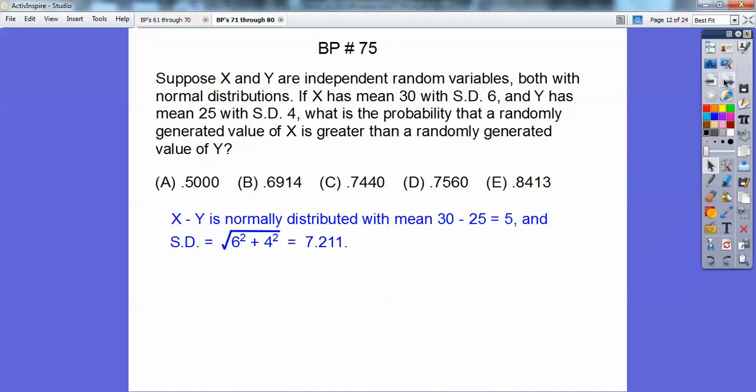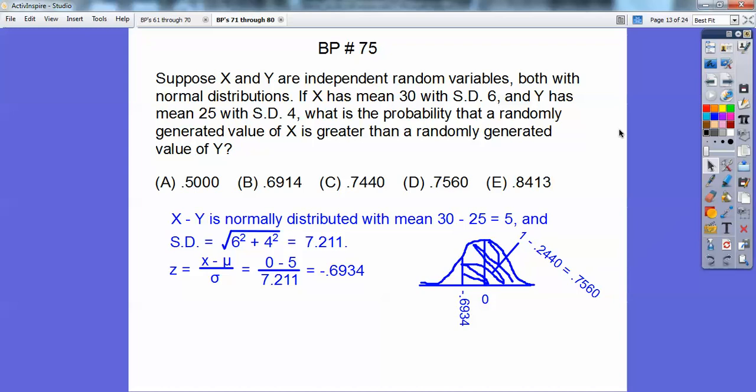From our formula before, remember, z equals x minus mu divided by the standard deviation. We want to know it's greater than 0, so 0 minus the mean, 5, divided by the standard deviation. I get negative 0.6934, but we want greater than. Your book always gives you the area to the left, so it's going to be 1 minus that, and I get 0.7560.